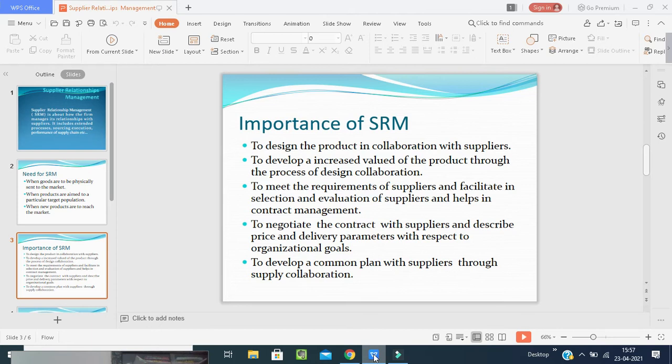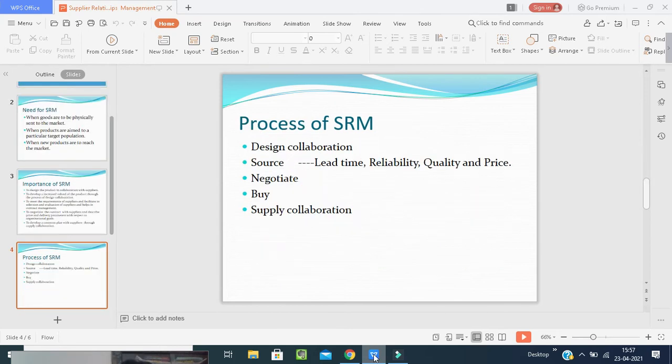Apart from that, to develop a common plan with suppliers through supply collaboration, you have to work not only on meeting the requirements but also on negotiating the contract with suppliers and describing the price and delivery. The price is important and the delivery parameter is also important. Then it should develop a common plan with suppliers for supply collaboration. Next, what is the process of SRM? The main process of SRM is to maintain design collaboration, sourcing, negotiation, buying, and supply collaboration.